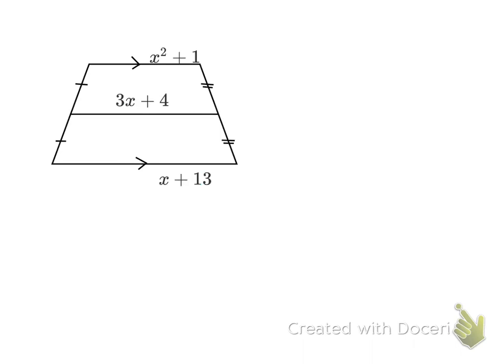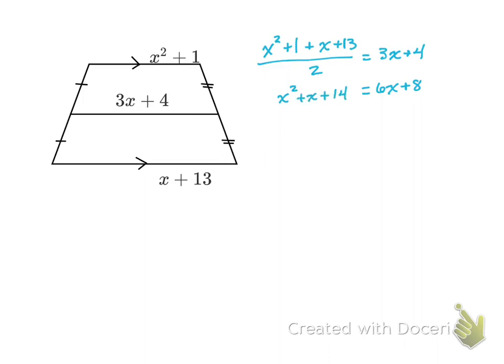Let's try another one. We have a square in this one, x squared plus 1, that's base 1, plus base 2, which is x plus 13, divided by 2 equals 3x plus 4. First thing, multiply both sides by 2. 6x plus 8 on the right side. Let's simplify our like terms on top. x squared plus x plus 14. We need to set this equal to 0 so we can factor it. So subtract 6x, that's going to give us negative 5x. Subtract 8, that's plus 6 equals 0.